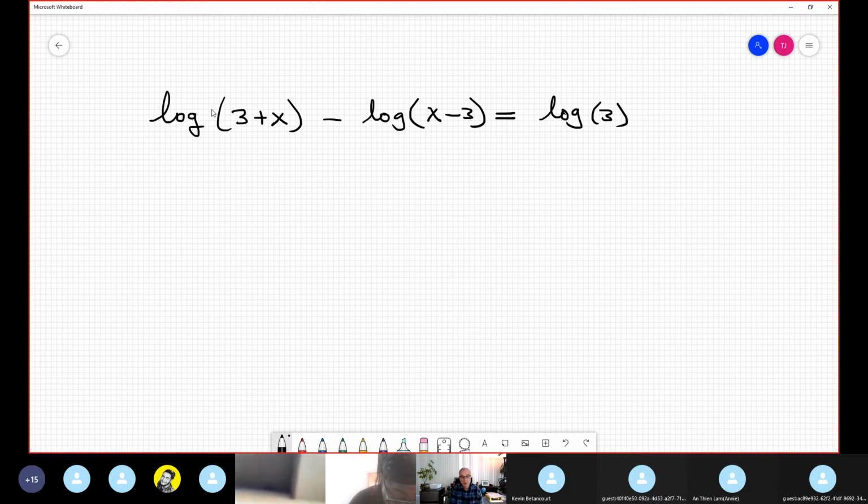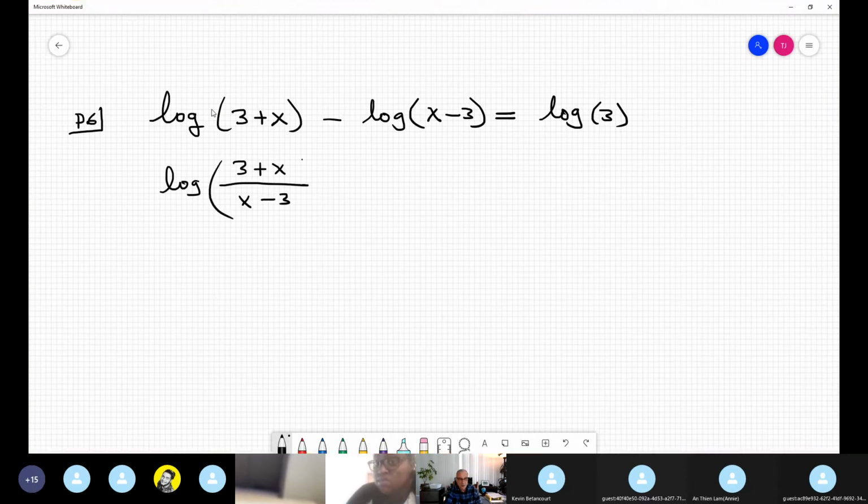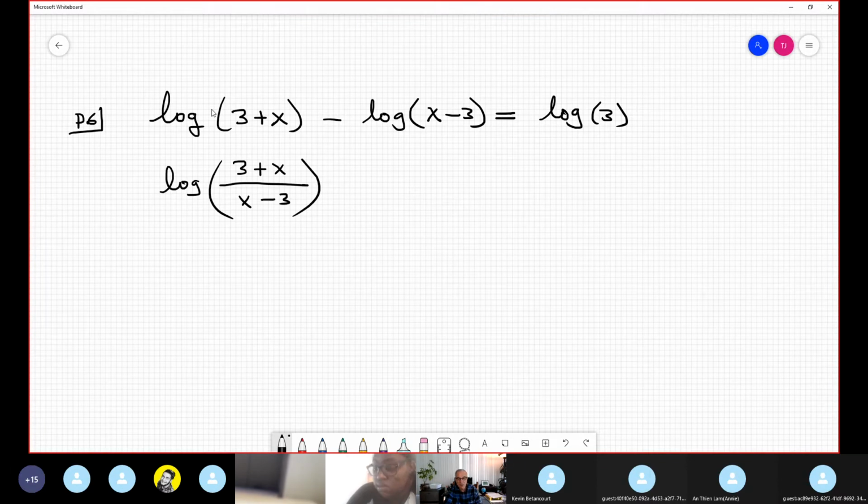So what should I do? We can move everything to one side and condense. However, I suppose it's much better to condense the two logarithms that we have on the left-hand side. In this case, you apply property 6 because it's minus. When you condense, it's like 3 plus x in the top and x minus 3 in the bottom, and this is the argument of the logarithm. But professor, I don't understand something.